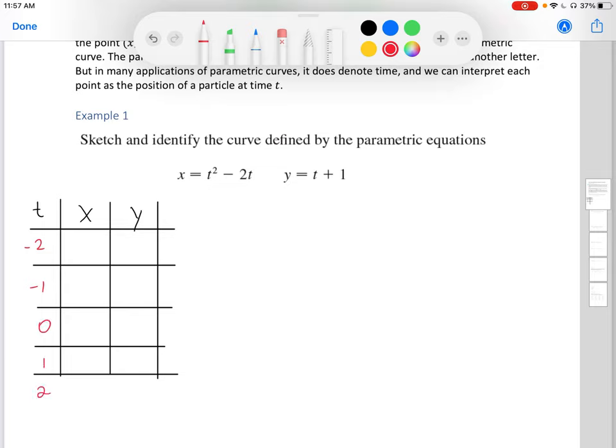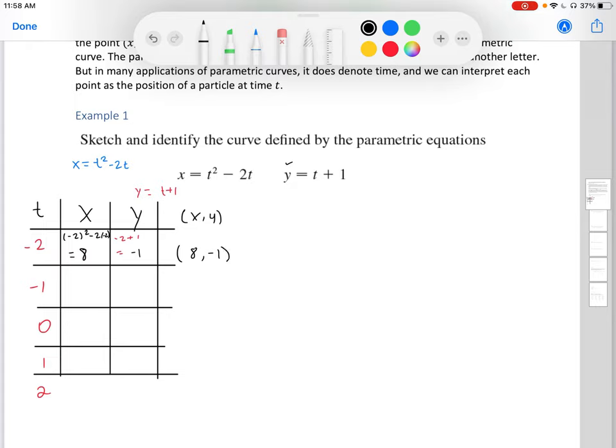We're going to plug a t into our x formula, which was x is equal to t squared minus 2t. Plugging in t equaling negative 2, we have negative 2 squared minus 2 times negative 2, and we get 8 as our answer. Same thing for our y equation: y is equal to t plus 1, so negative 2 plus 1 gives negative 1. This gives us a coordinate point, x, y, which in this case is 8, negative 1.